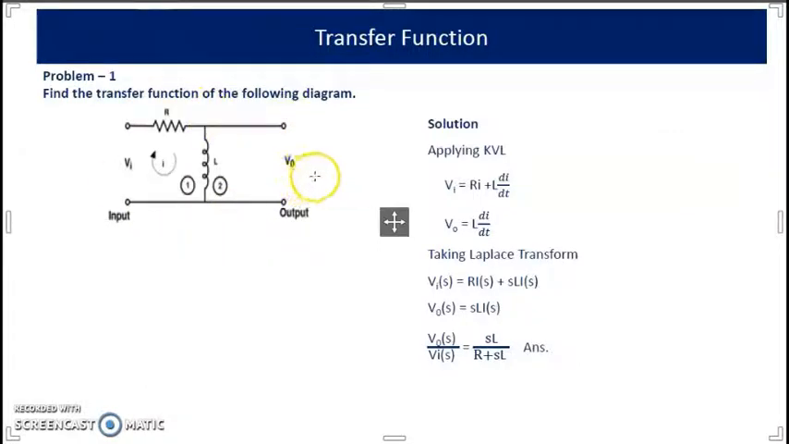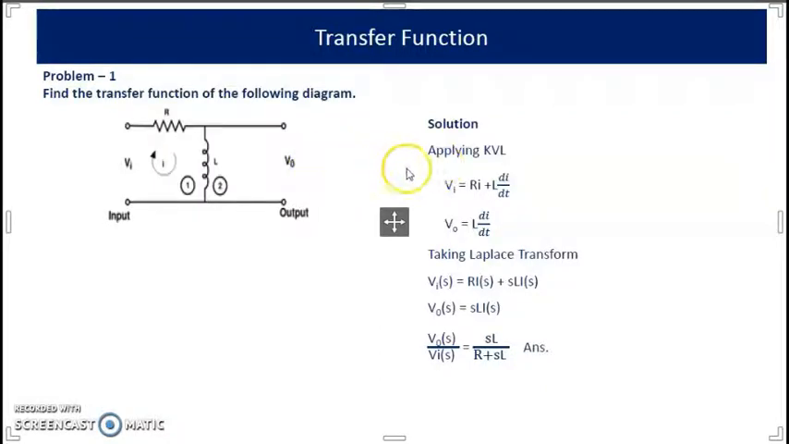Transfer function is the ratio of Laplace transform of the output to the Laplace transform of the input, keeping all initial conditions as 0. So the first step, we have to formulate the mathematical model, that is writing mathematical expression by using some physical laws.